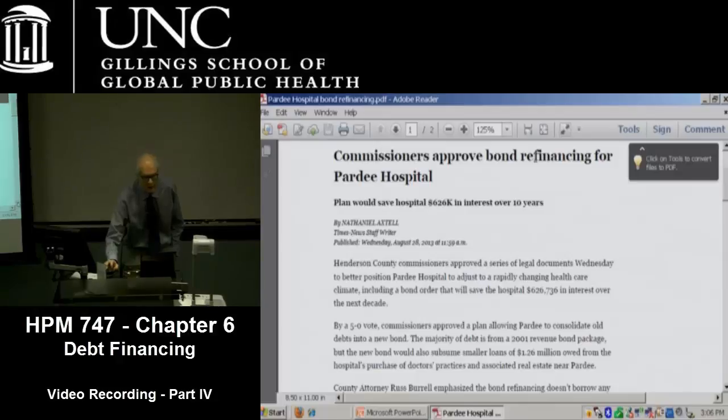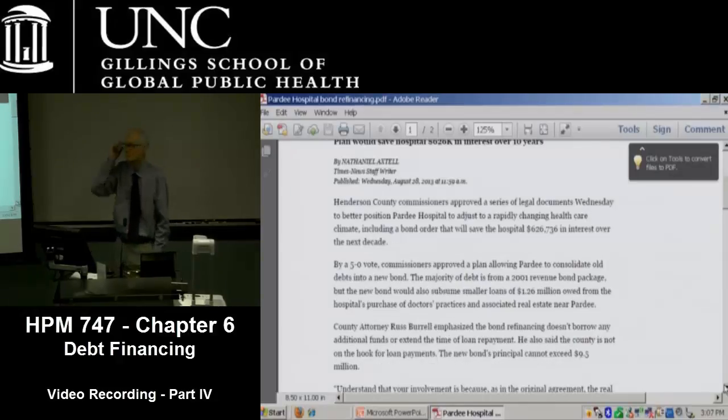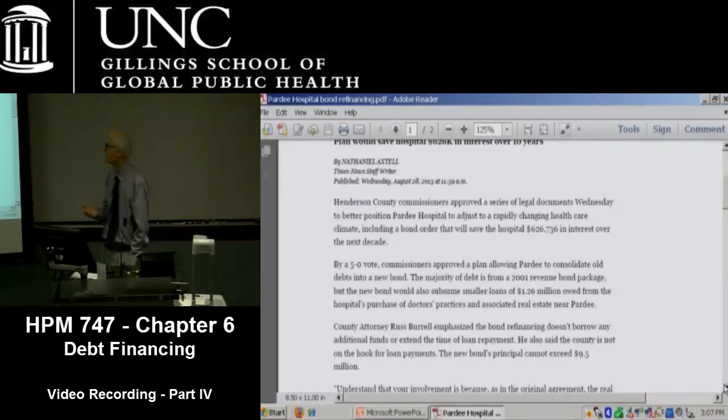What is Pardee Hospital doing? Restructured. It's called its bonds. Why has it done that? Because interest rates are very low right now. And what will the benefit to the hospital be? Reinvestment on lower rates.